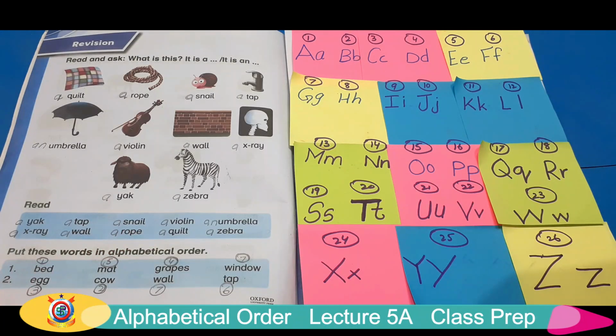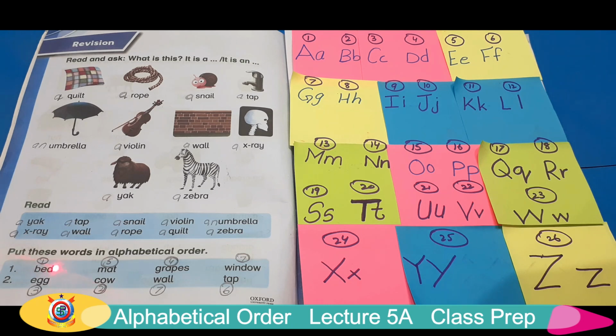Now look at page number 2, this one question. Put these words in alphabetic order. यहाँ पे हमारे पास words दिए हुए हैं. Bed, mat, grapes, window, egg, cow, wall, tap. Okay, what is the first word?